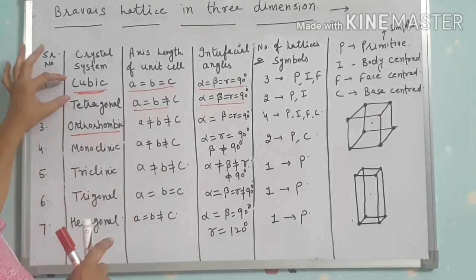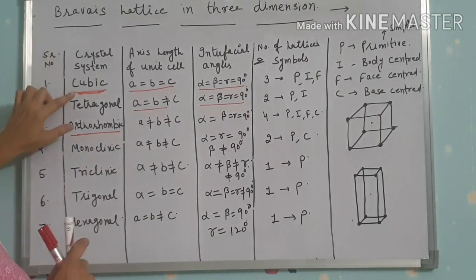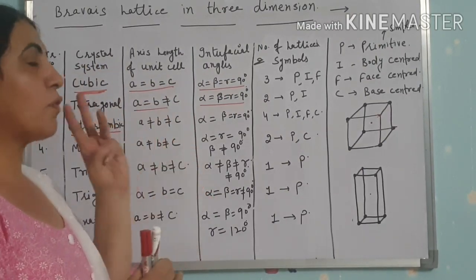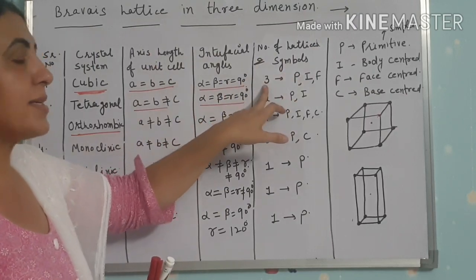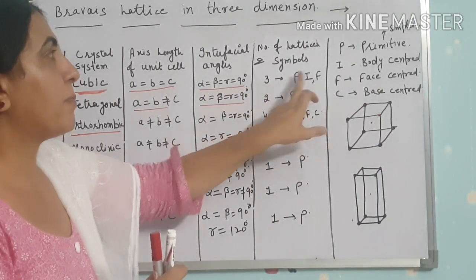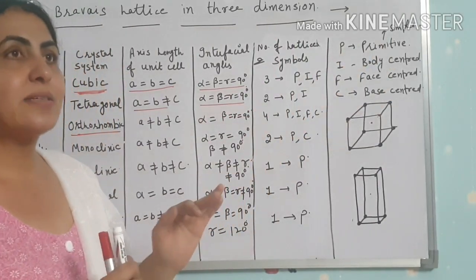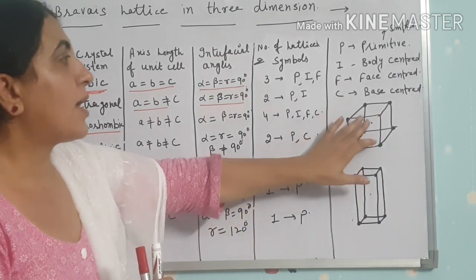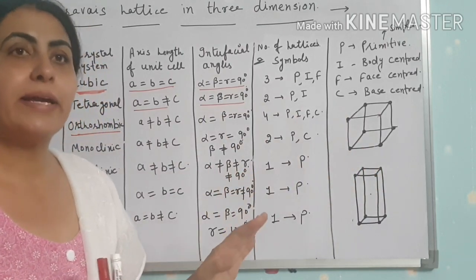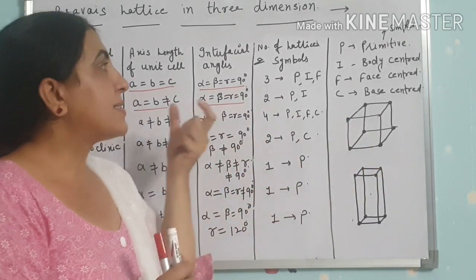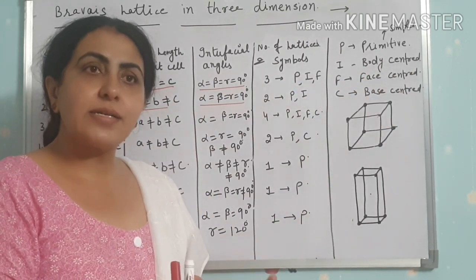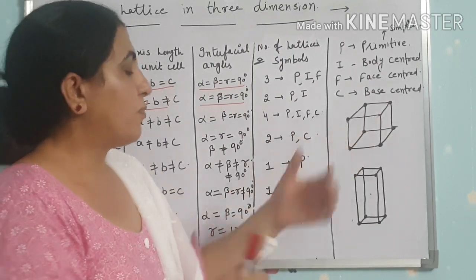First is cubic. The cubic crystal system is subdivided into 3 types; the number of lattices in this case is 3. What are the 3 types? The symbols are P, I, F. P stands for primitive or simple, when atoms are only at the corners. That's why we call it primitive or simple. And the second is I. I means body centered, when atoms are at the corners and also at the body center of the cube.